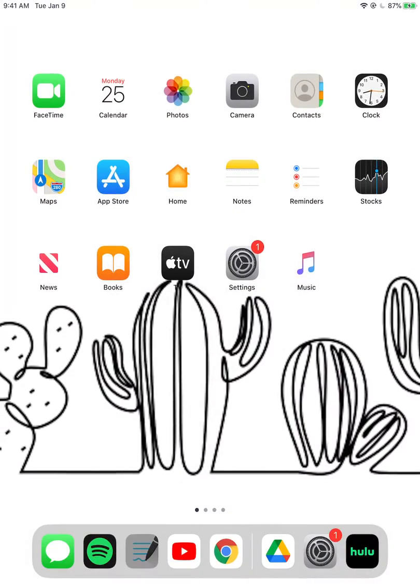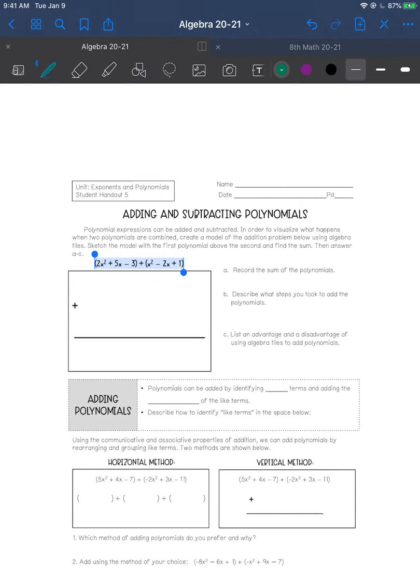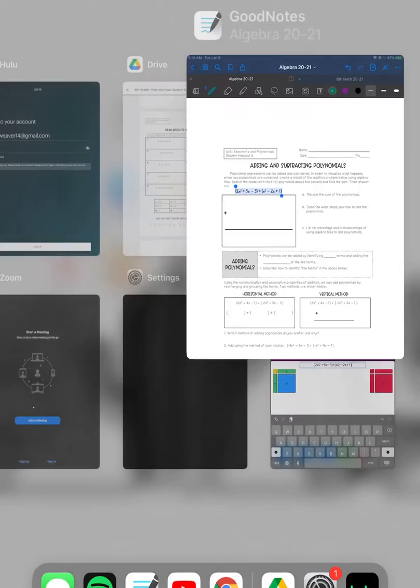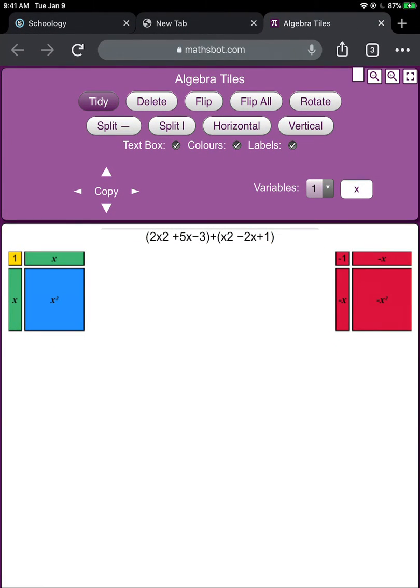And on our notes page, it talks about stacking them on top of each other. So in algebra tiles, we're going to do the first expression, 2x squared plus 5x minus 3, on top. And then we'll do the second one on bottom. And so we're adding it, so this kind of makes it a little easier. So we have 2x squared.